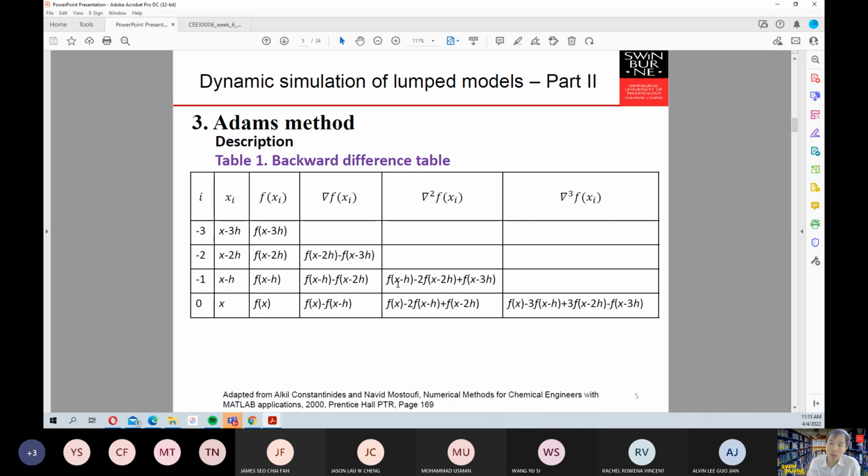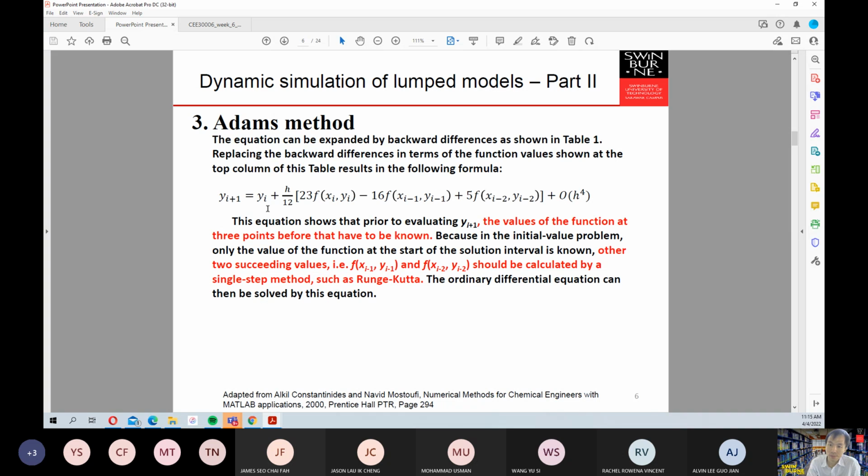So once you get the backward difference table, you apply it properly, you will get this one. Therefore, you know that in order for you to get i plus 1, it's not sufficient for you to only get i, but you also need the value of yi minus 1 at xi minus 1, and also the value of yi minus 2 at x equal to xi minus 2. For these other two, you need to use another method such as the Runge-Kutta method. So the ordinary differential equation can then be solved by this equation.